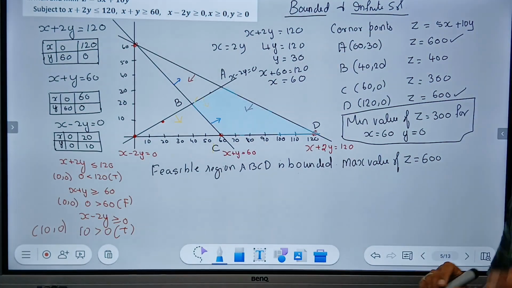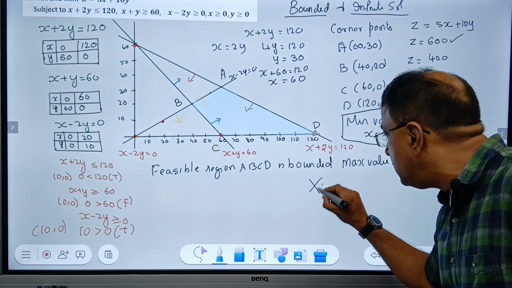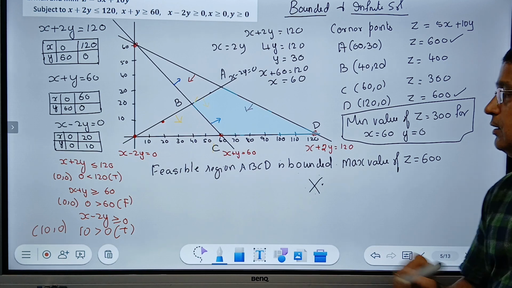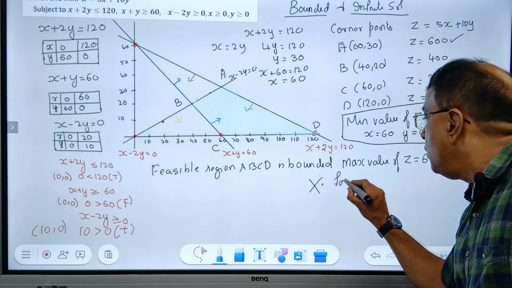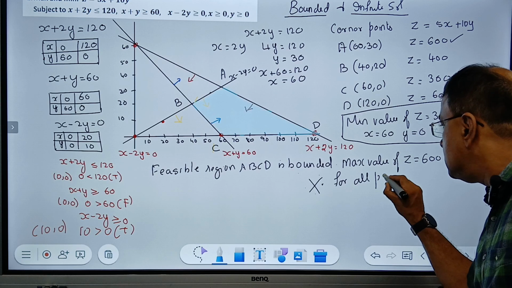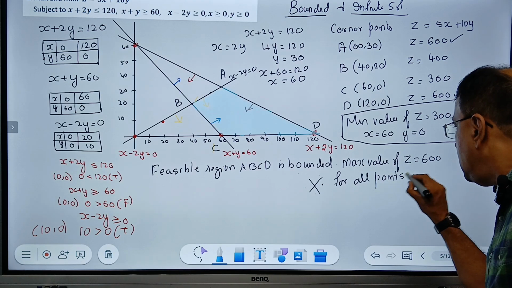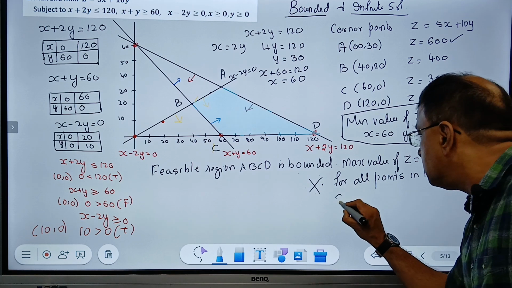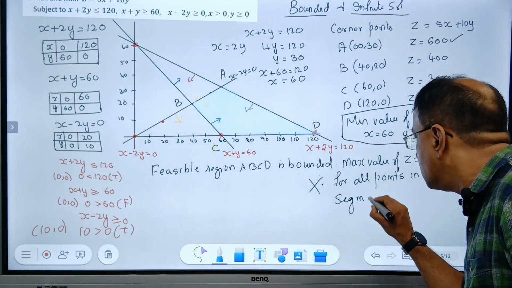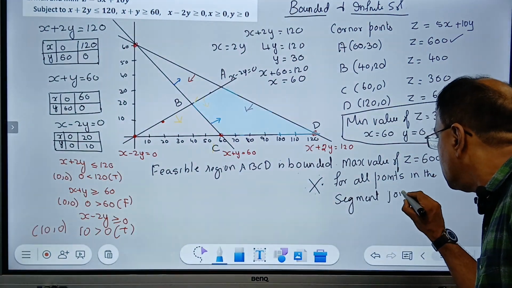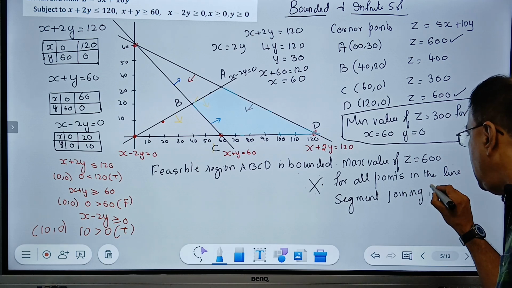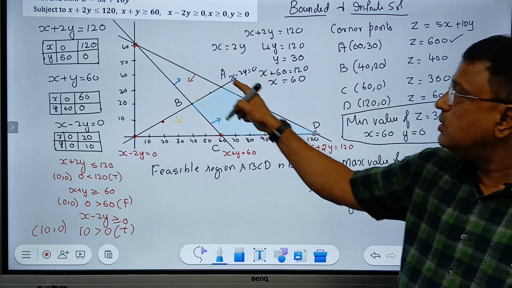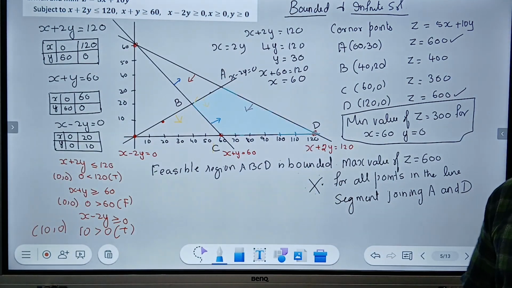That means, please make a note of this, very important. Maximum value of Z is 600 for all points in the line segment joining A and D. How many points are there? All of them are solutions.